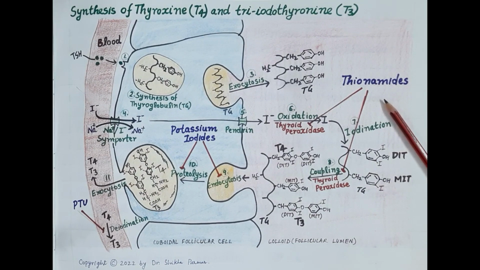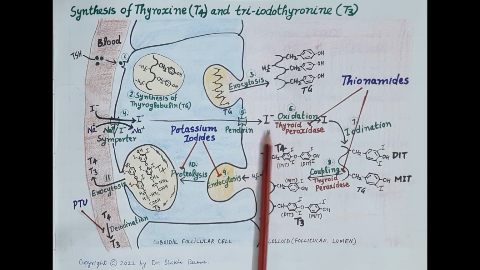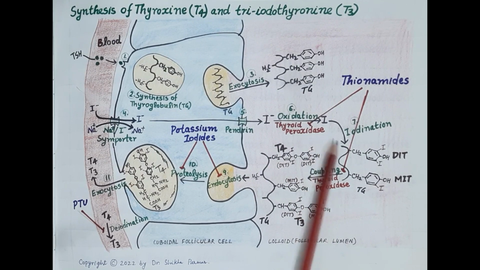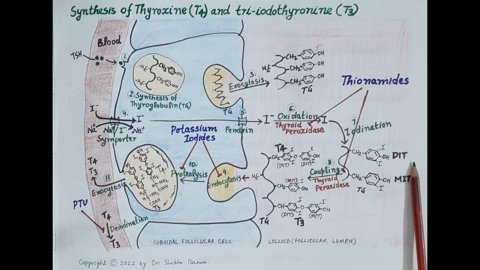Now, thionamides like propylthiouracil and methimazole inhibit the enzyme thyroid peroxidase. So, inhibition of this enzyme blocks oxidation of iodide ions to iodine. So, iodine is not formed, and this prevents iodination of tyrosyl residues. So, this inhibits formation of DIT and MIT.